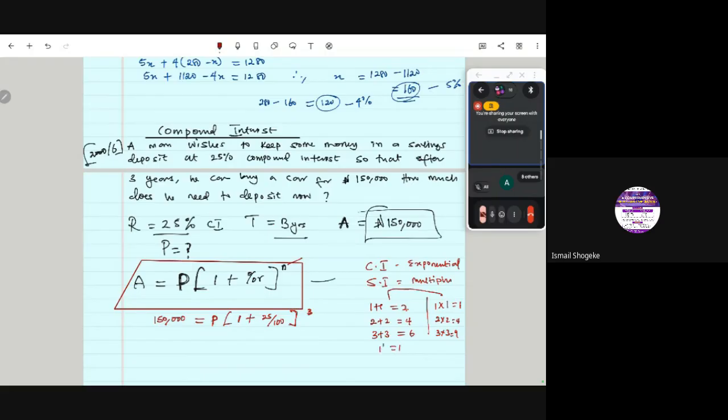1 raised to power 1 is 1. 2 raised to power 2 is 4. But 3 raised to power 3, you can see that it's not 9, it's what? It's 27. So raised to power is even bigger than what? Simple interest. So compound interest has to do with exponential power, but simple interest has to do with just multiplication. For compound interest, you are getting interest on the interest.